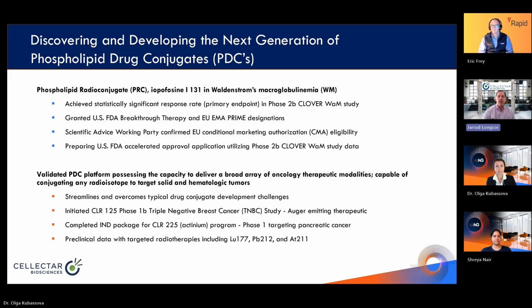In addition to that, we have a number of other programs that leverage that same phospholipid ether moiety and allow us to bring other isotopes to bear. In the case of the Auger-emitting CLR-125 program, we recently initiated a phase 1b in triple-negative breast cancer. We've also completed and are ready to launch a pancreatic program with our actinium CLR-225 program targeting pancreatic cancer, as I mentioned. We also have a number of other radiotherapies in development, as well as other programs outside of the radiotherapy space. Next slide.